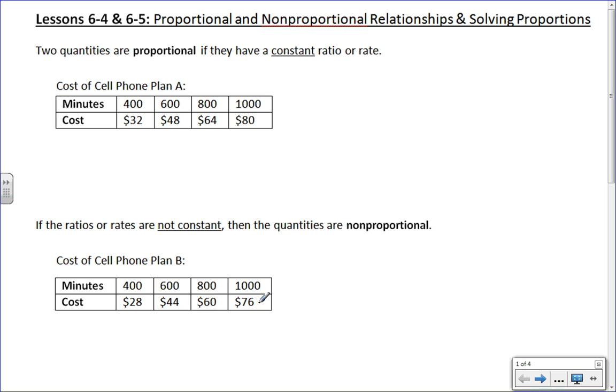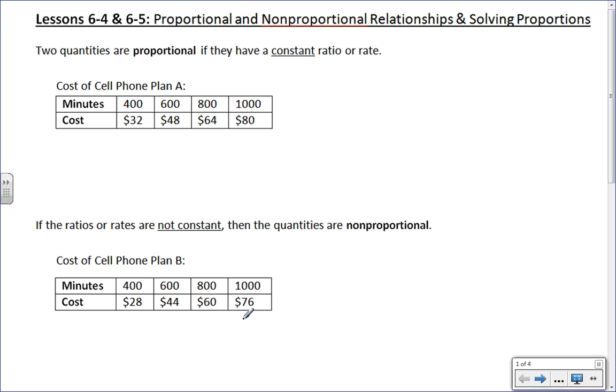And if you notice on both of these, one thing that's similar about them is that they have the same difference in each of the columns. So 400 to 600, 800, 1,000. These are going up 200 each time. Same thing with the dollars. If you look at 32 to 48 is going up $16. This increases another $16, another $16. And these have the same change as well, increasing by $16 each time.